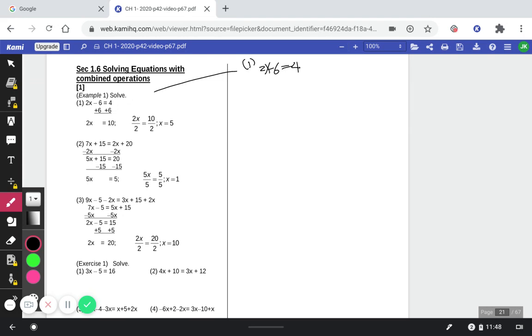So you have 2x minus 6. You do the inverse of minus 6, which is adding 6 to both sides. In that way, you have 2x alone with a 10. And then you rewrite one more time, so as not to get confused with the previous step, and then divide both sides by the number in front of x. Okay, so x becomes 5.